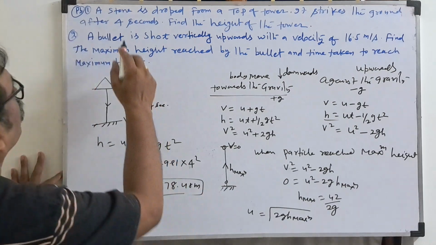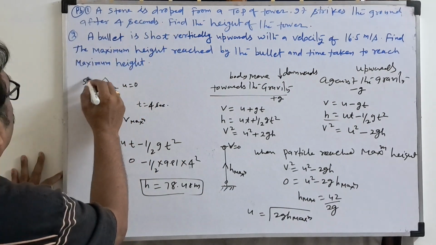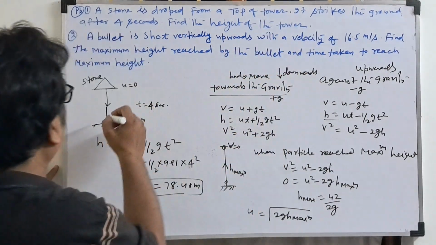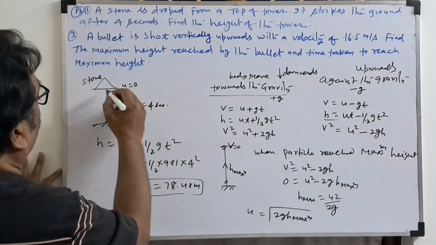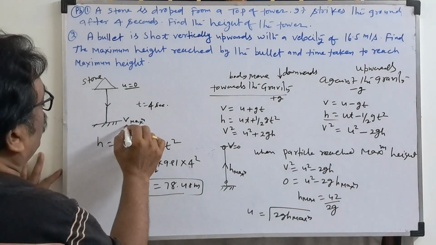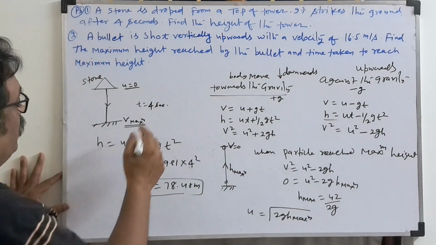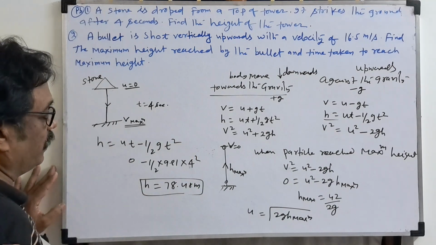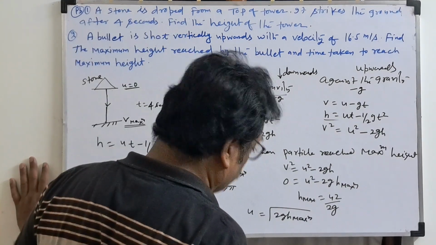So listen again: a stone is dropped from a height. It strikes the ground after 4 seconds. So here initial velocity will be 0 and v will become maximum. So what is this height? 78.48 meter.